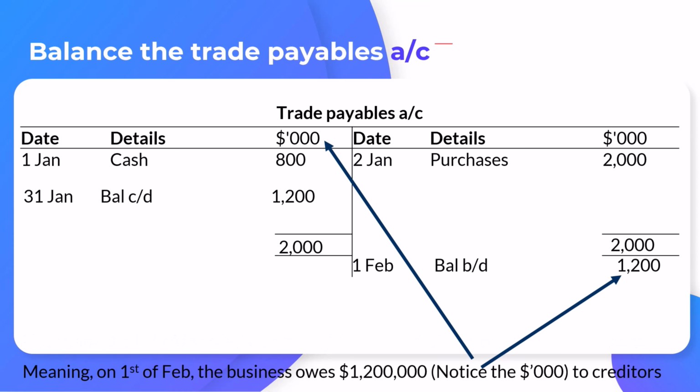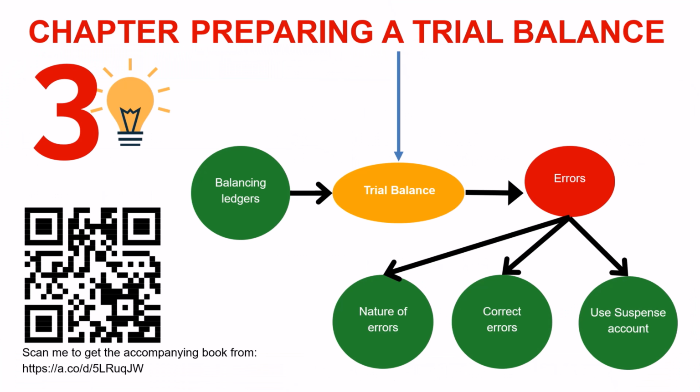And the interpretation of that balance is that as at 1st February 2025, or whichever year you are working with, the business owes $1.2 million. So the thousands there are going to be put back when we're interpreting. Now that we know how to balance an account, we can go back to the accounts we didn't balance in the previous example and then balance them, and then we prepare the trial balance.